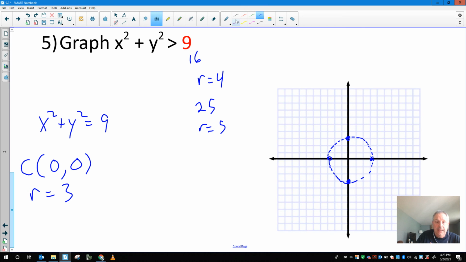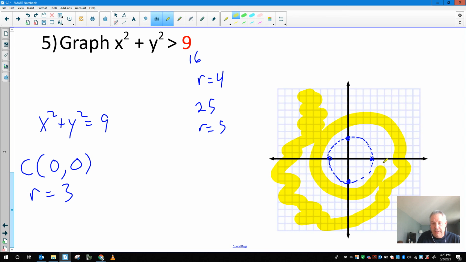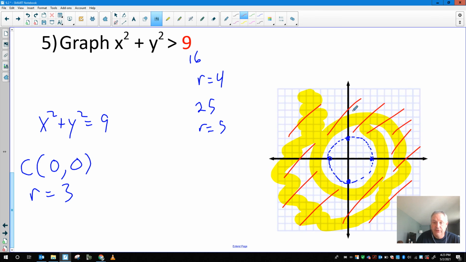So my picture is just all the points outside of that circle. You can just shade this area in like I'm doing here. But make sure it's dotted because it's just greater than. If it was less than, we would want the radii to be smaller.